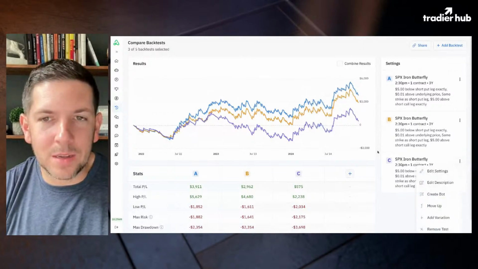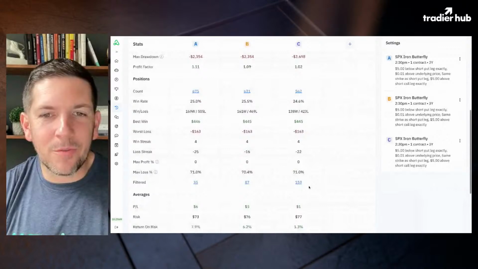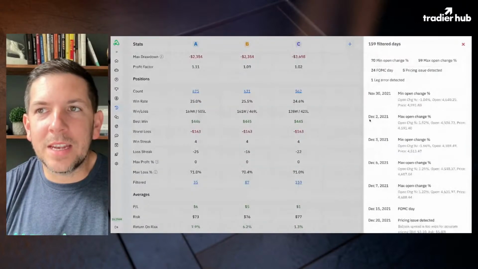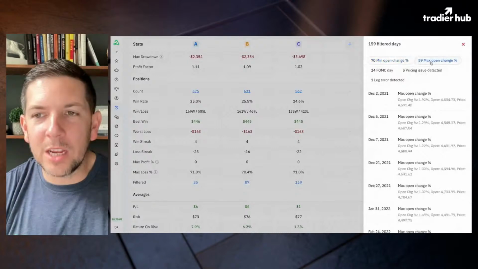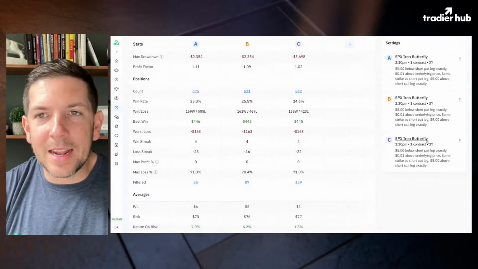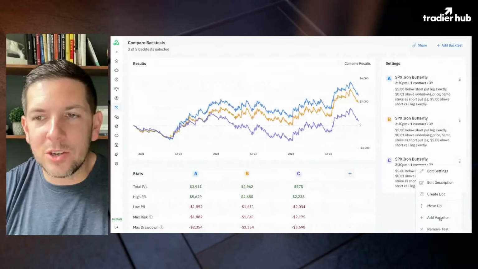My assumption at this point is that we had about 159 days that were filtered out in aggregate. 70 days for minimum change, 59 days for maximum opening change. So it maybe was too restrictive. So we can actually edit a test or even run a different variation if we want to. Let's just add a variation here.